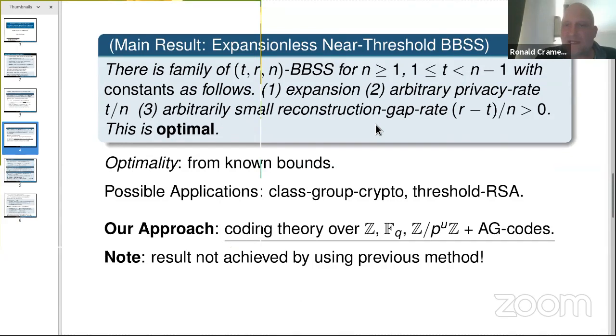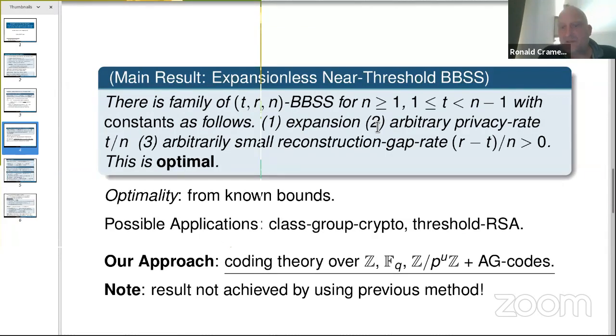And our approach here is not number theoretical, but it's coding theory over the integers, over F_q, over Z modulo p to the u, and then we use algebraic geometry codes. And we also show that the result we obtain here cannot be achieved by our previous methods.